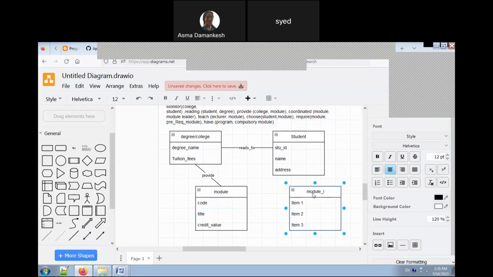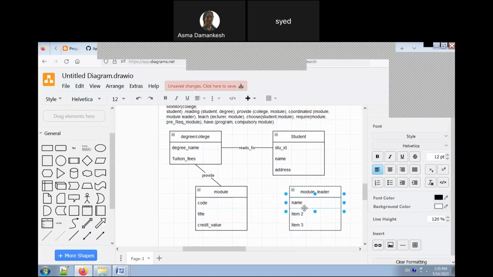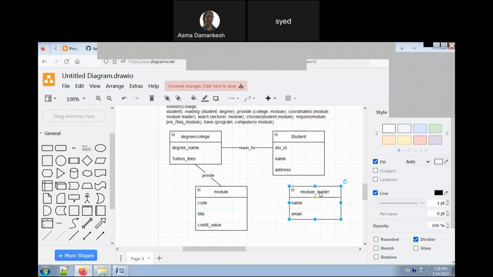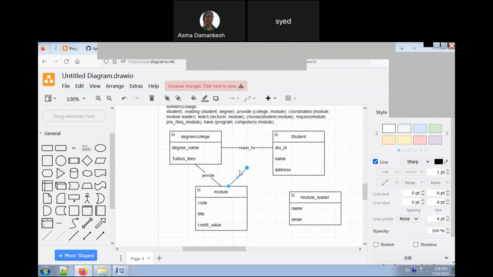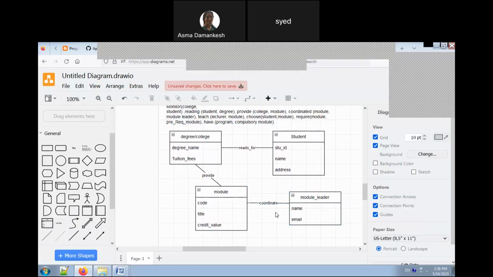Module leader. How is it described? It's not described, but we know that this guy would have a name, no? And this guy would have an email. So I'm going to describe it with a name and the email, okay? What is this guy doing? What's the relation? Coordinate, no? Coordinate, okay?